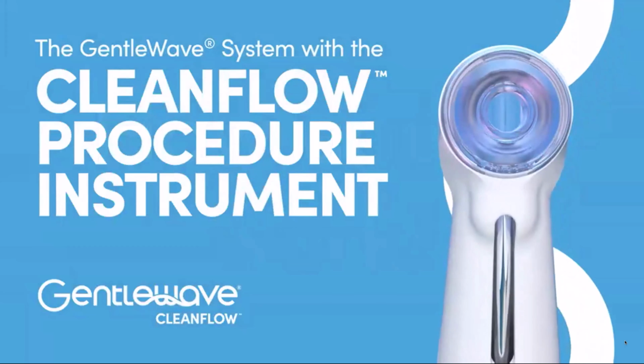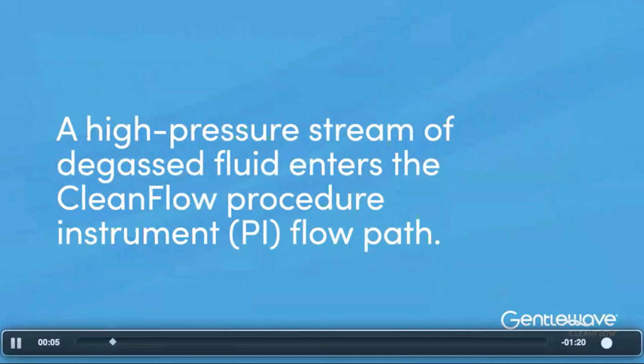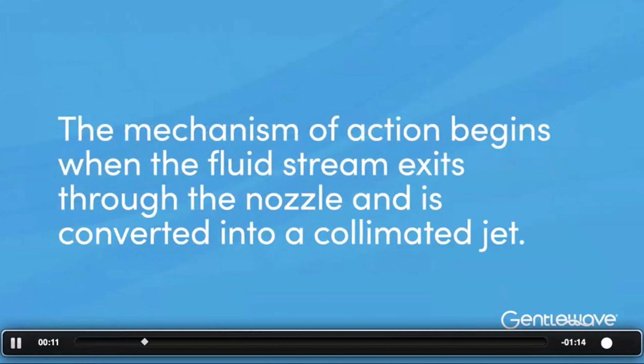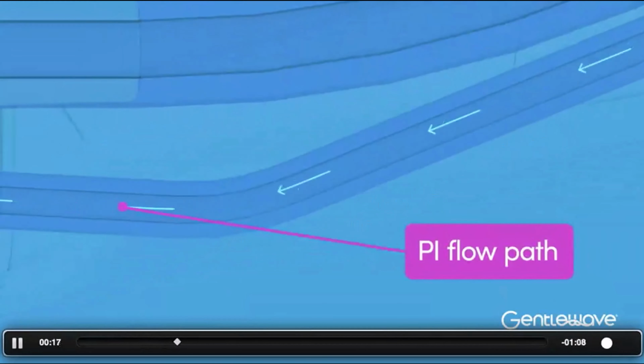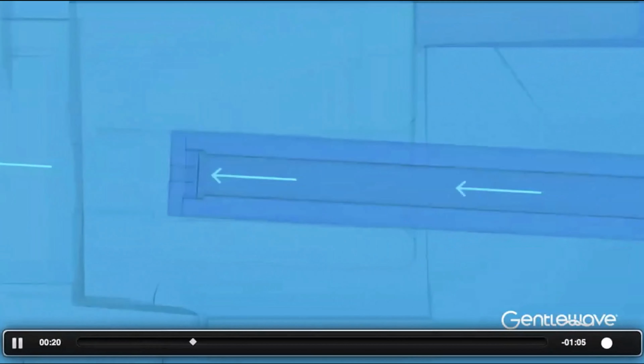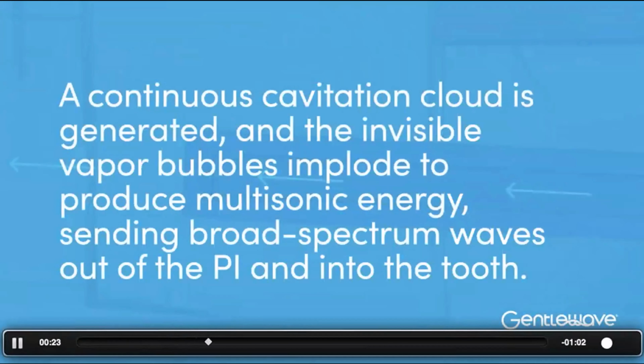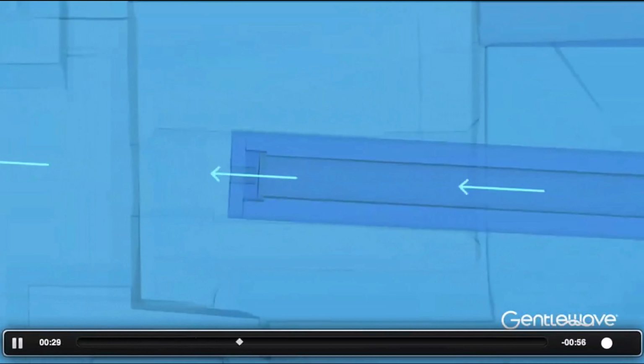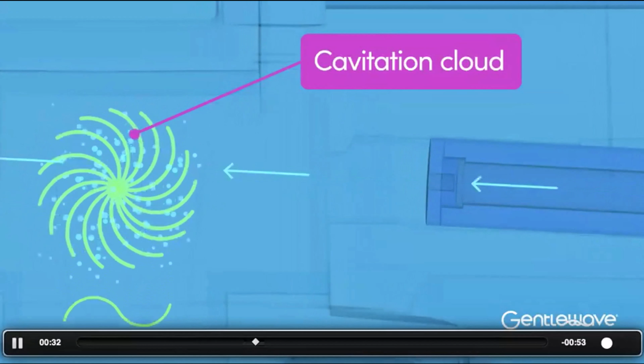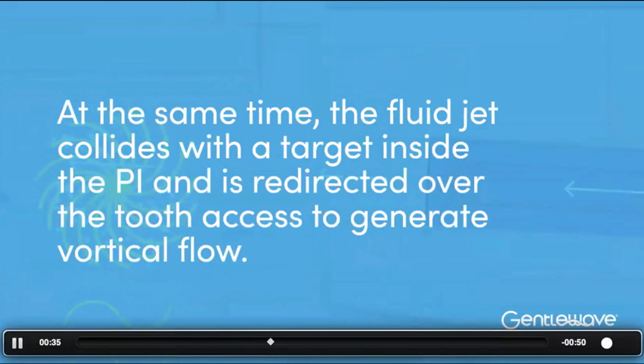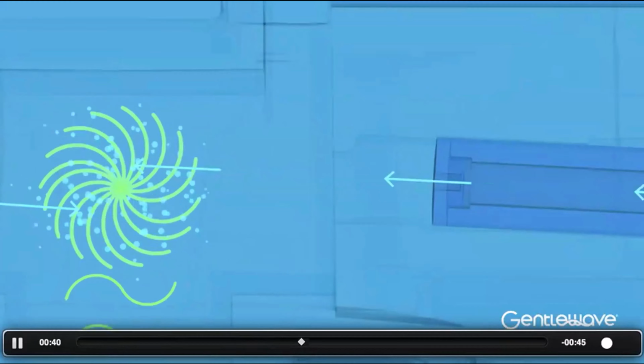So a brief recap of how the GentleWave works, and more specifically how the Clean Flow handpiece works. As opposed to the way the mechanism of action worked in the past, now everything is occurring in the actual head of the handpiece. The high pressure jet stream enters the access opening of the actual device itself, and that differential between the high pressure stream coming into the stagnant fluid ends up creating a cascade of cavitation. That cavitation cloud then moves from that handpiece down into the access and through the entire root canal system.